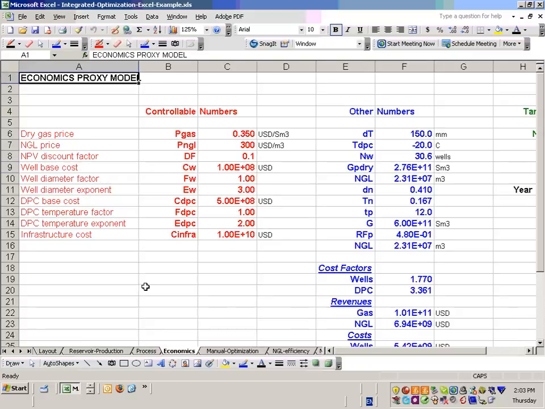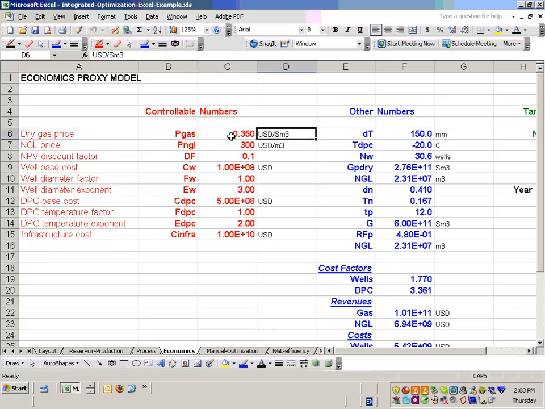Okay, so we'll go on to the economics proxy model. And here, this is not my strong suit because I basically don't like dealing with money and don't know too much about it. But I realize that it kind of is the important thing. So I may have forgotten some of the key factors here, but we've got gas price, NGL price in dollars per cubic meter. This is in dollars per standard cubic meter.